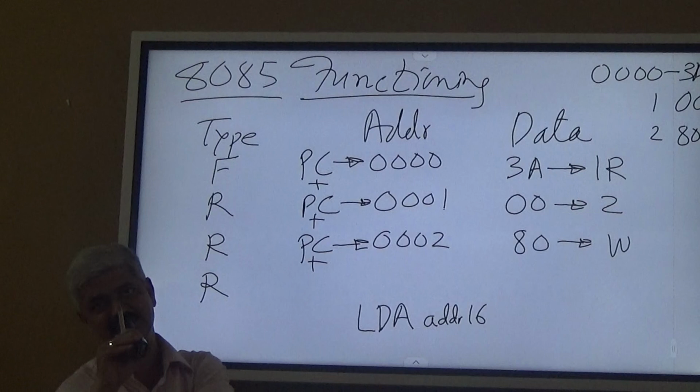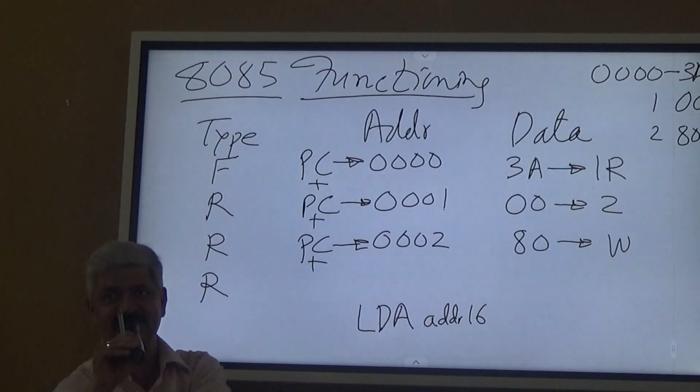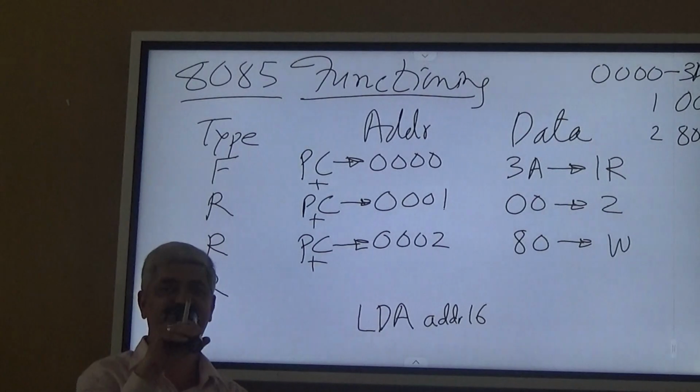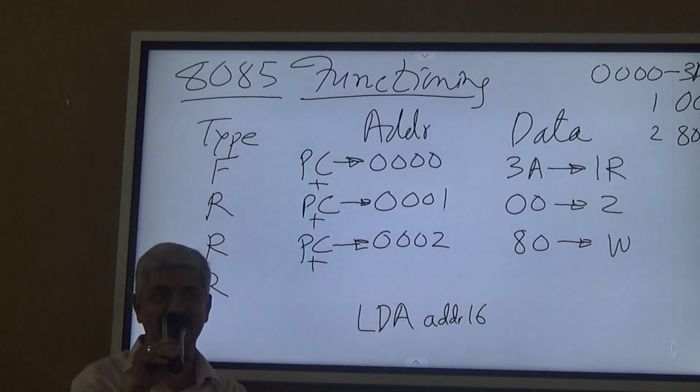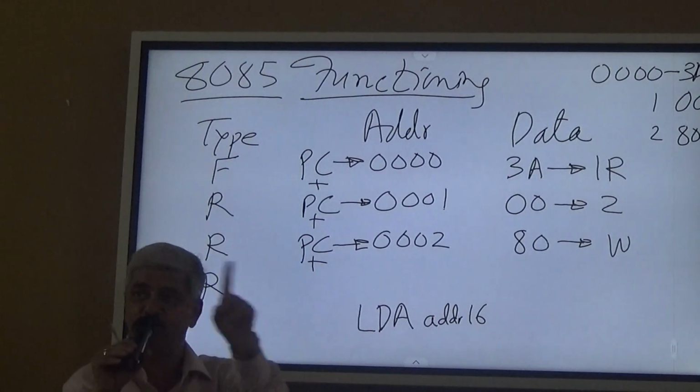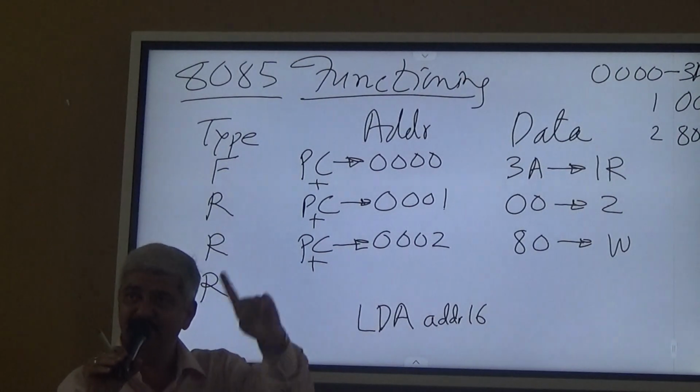In a data transfer instruction, an extra cycle is needed when... suppose there is an instruction MOV B,C, then no extra cycle is needed, nothing happens outside, it happens inside. Whenever either the source or destination of the instruction is outside the processor, an additional machine cycle is needed after reading the complete instruction. So the LDA instruction is a 3-byte instruction and requires how many machine cycles? 3 plus 1, 4. 3 to read and 1 to execute.